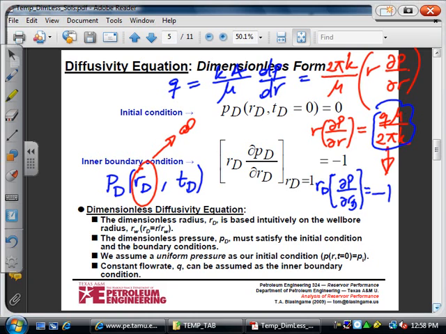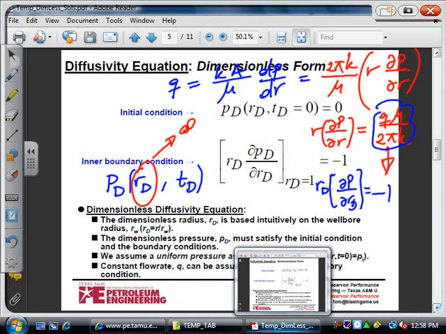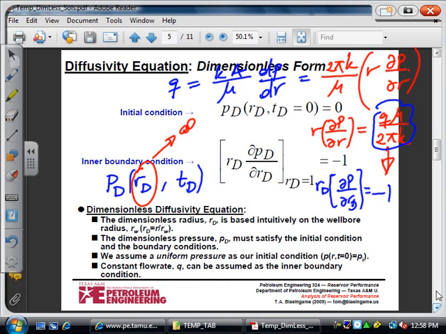And there are several other boundary conditions, like you can impose a circular boundary reservoir or constant pressure reservoir, but we are not going to see those. We are going to see the infinite acting reservoir solution. Okay, so we have our initial condition and boundary conditions. Then we can solve the partial differential equation and obtain our dimensionless pressure.